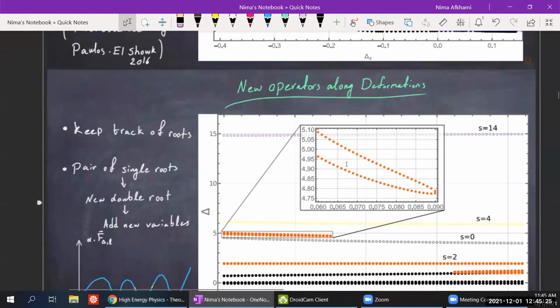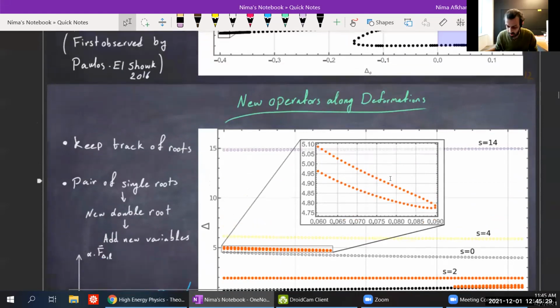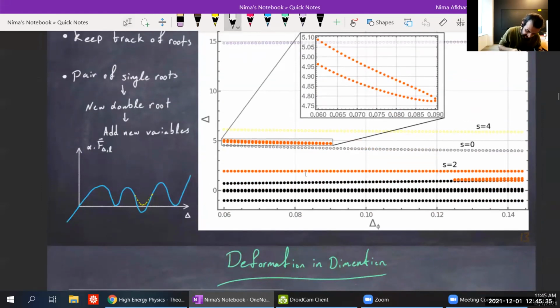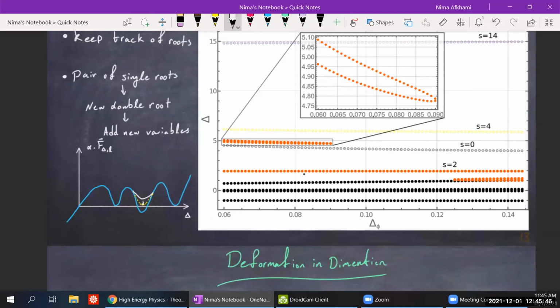But wasn't there already a double root that became 2 single roots? No. What happened was you had a functional that, as I continued, looked like this, and it went down up to the point where it crossed 0. That's how these new single roots appeared. All right, thanks.